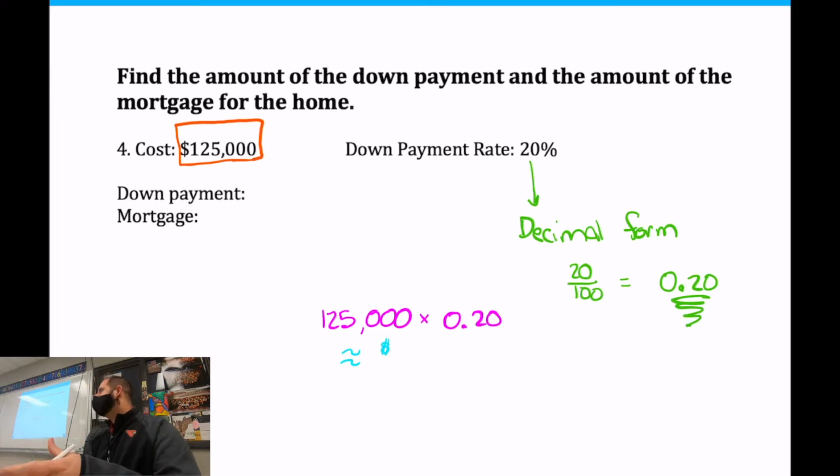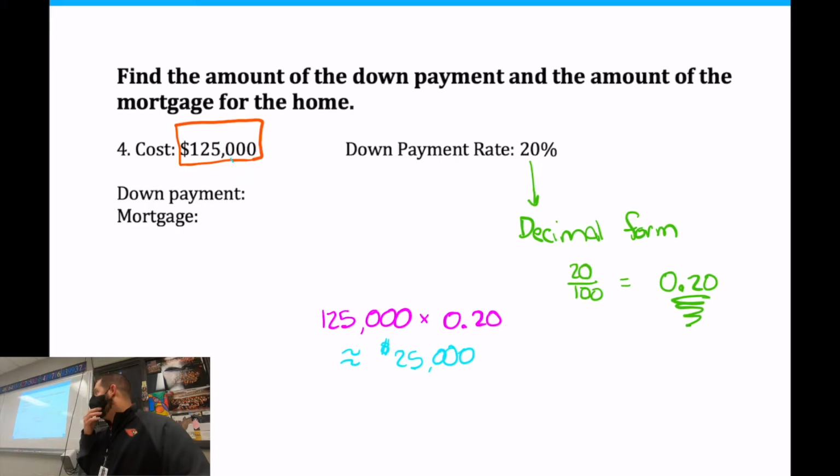Did anyone need a calculator, by the way? Okay. What number are we getting? $25,000. That's a pretty big chunk of change. That is correct. 25 grand. You're going to pay that right off the top. That's a pretty big down payment.